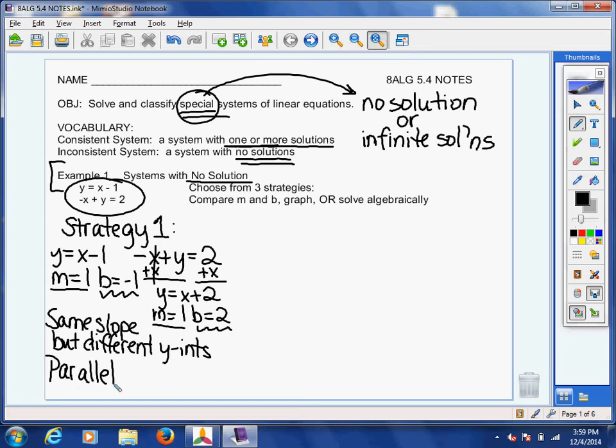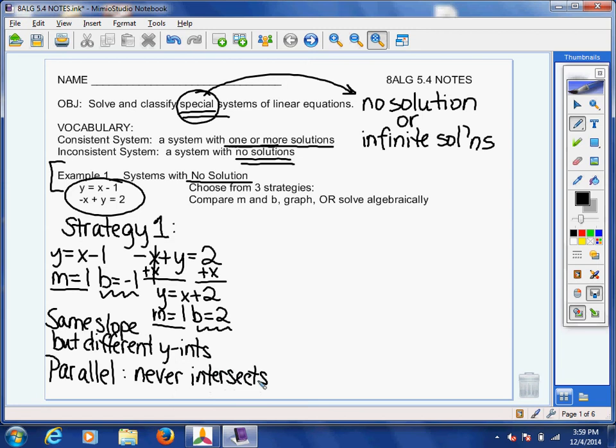Well, parallel lines, do they ever crisscross at any point in time? In either direction, will they ever touch each other or cross each other? And the answer is no. Parallel lines will never intersect. So write that down: never intersects.